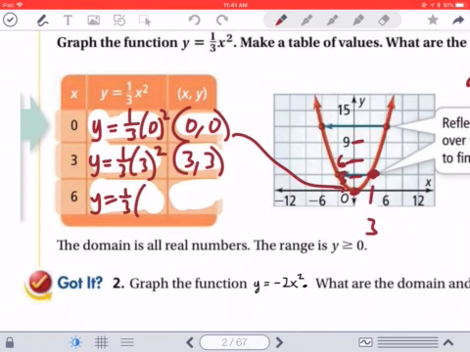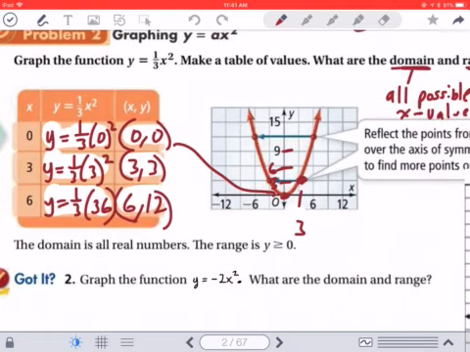I'll just write it here this time. 6 squared is 36. I already squared it. And 1/3 of that would be 12. So I plug in 6, I get 12. That would be this point right here. Over 6, up 12. Right there.